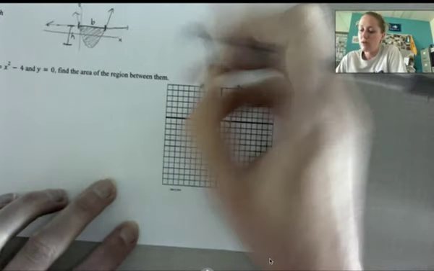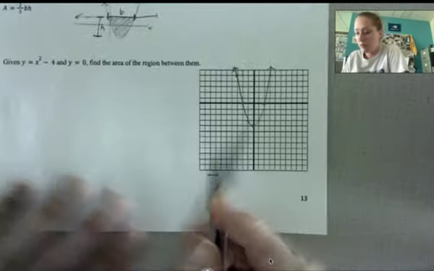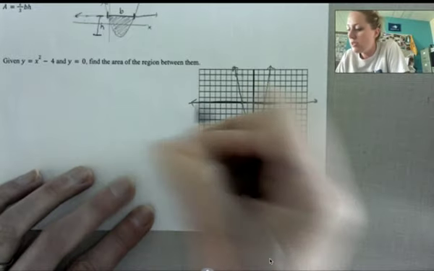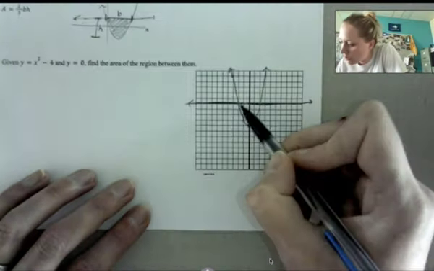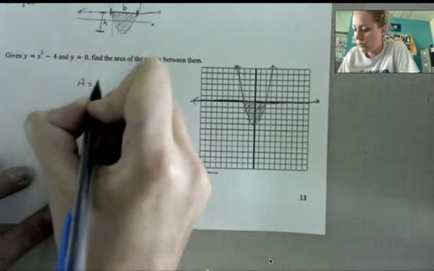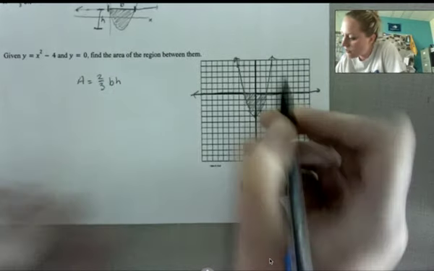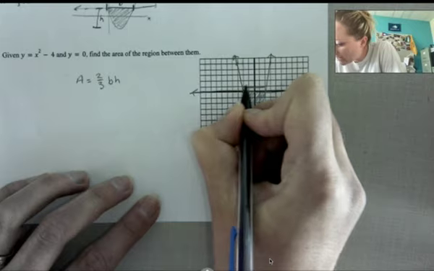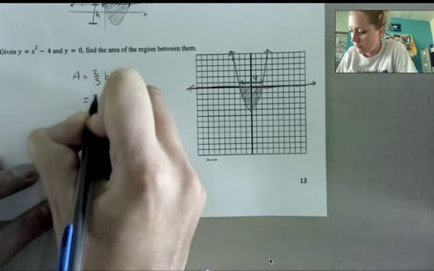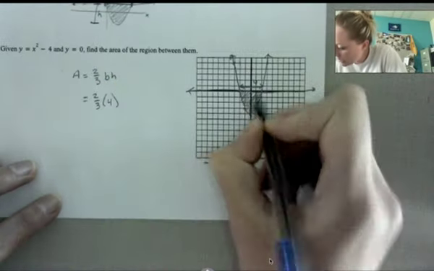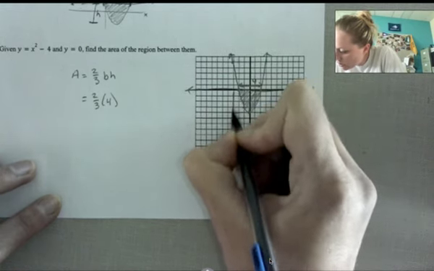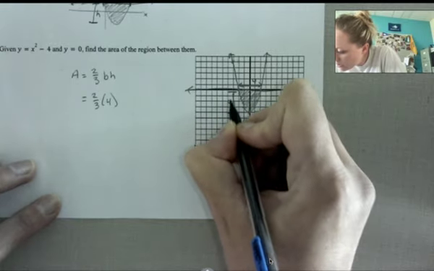Okay, now the horizontal line is y equals 0. So y equals 0 is just the x-axis. So that is here. So we want the region that's in between the parabola and the horizontal line. So in this one, that's going to be this region. Okay, so here's my formula. 2/3 base times height. So the base of this region is how wide it is. So from here to here, it's 1, 2, 3, 4. So our base is 4. And the height is also 4. It goes 1, 2, 3, 4 down here. So that is our height.